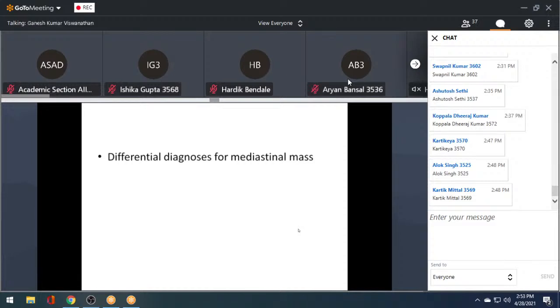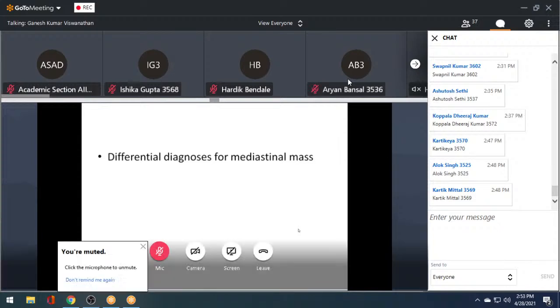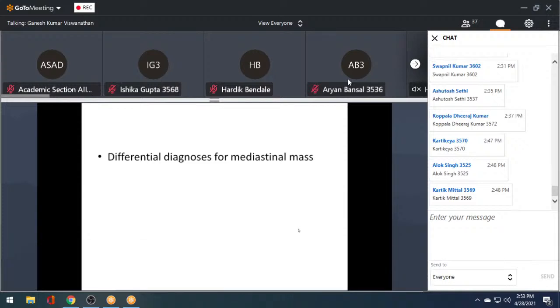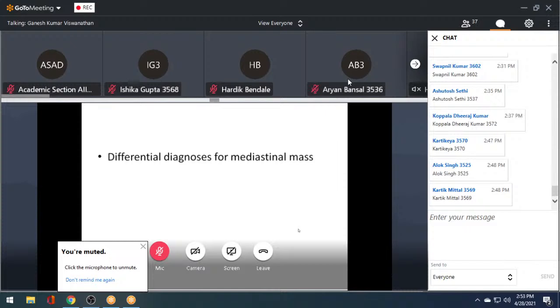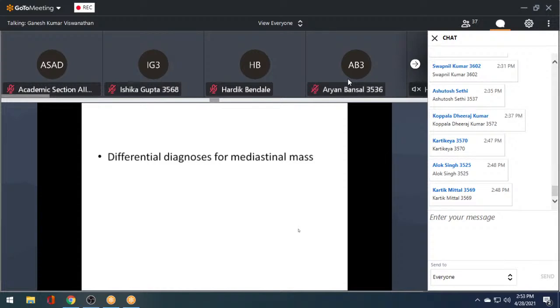What are the hematological malignancies? Sorry, sir, could you repeat your question? What are the hematological malignancies that can present with a mediastinal mass? Lymphoblastic lymphomas, especially T lymphoblastic lymphomas, frequently present with a large mediastinal mass. And sometimes you can have primary mediastinal large B cell lymphomas, and Hodgkin's lymphomas can present with a mediastinal mass. These are the commonest hematological malignancies presenting with a mediastinal mass.